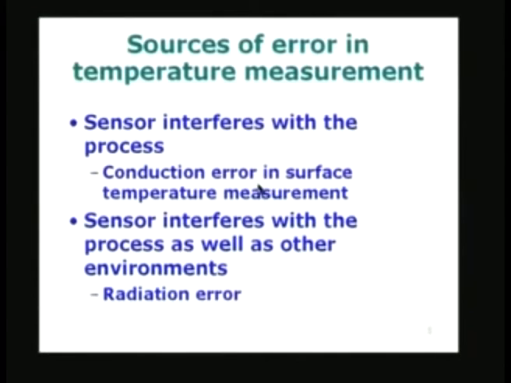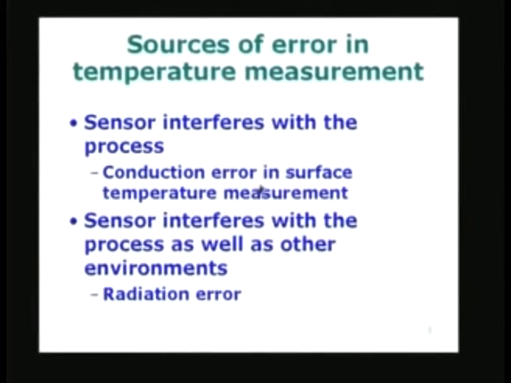In this case, for example, conduction error in surface temperature measurement, for example, conduction through the lead wires of the thermocouple attached to the back of that copper stub. That copper button had a thermocouple which would attach to the bottom, and the wires could take away some heat by conduction from the surface. So, conduction error in surface temperature measurement is one example where a sensor interferes with the process by actually taking away some heat.